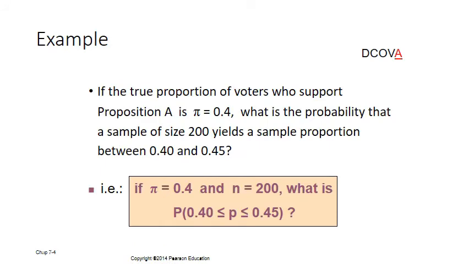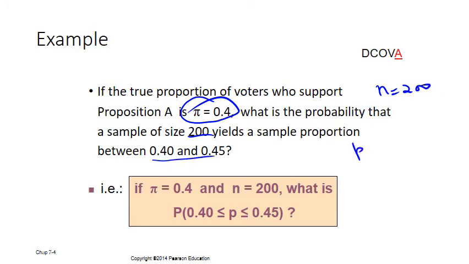Like here we solve one example. If the true proportion of voters who support proposition A is pi 0.4, you will always be given pi, different pi according to the situation, not always 0.4. Don't say that pi will always be 0.4, but it would be different for different problems. So what is the probability that a sample of 200, so n is 200, and sample proportion between this?